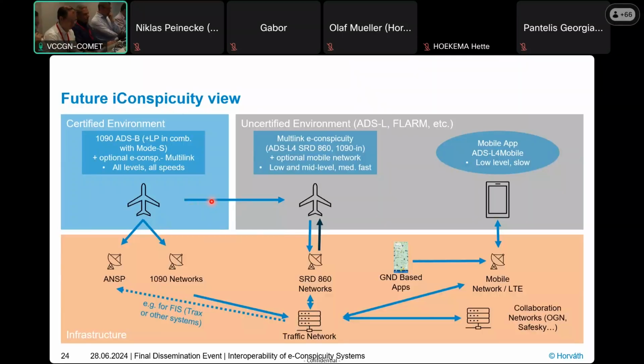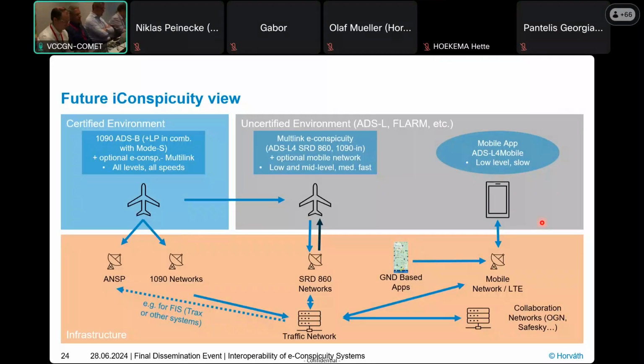There are 3 areas: the certified environment in the left upper corner, the uncertified environment on the right side, and the ground infrastructure that we need at the bottom. The aim for the certified systems is to upgrade the Mode S transponders, which are upgradable to ADS-B. It's for better conspicuity, and it integrates the position info. So that can eventually be supplemented by low power devices combined with Mode S transponders, and that works for all levels and speeds of aircraft.